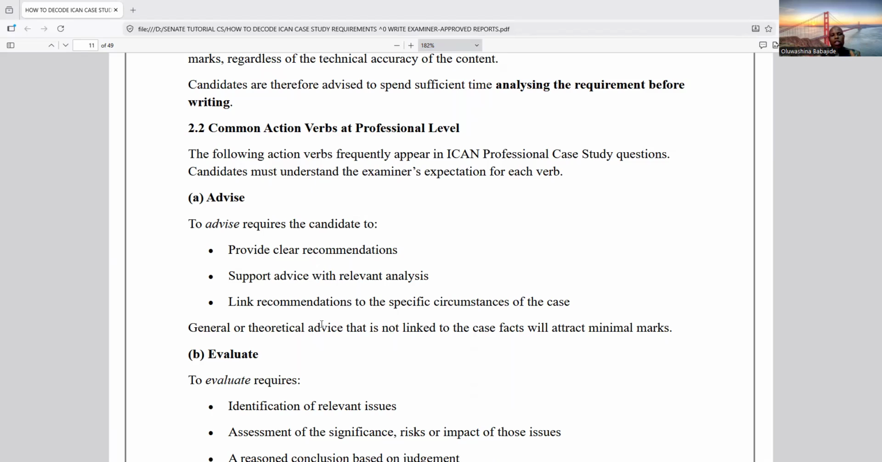General or theoretical advice that is not linked to the case facts will attract minimal mark. So that's why many students get minimal mark. They get a little mark because they only do a little on that. And then you will see another thing.